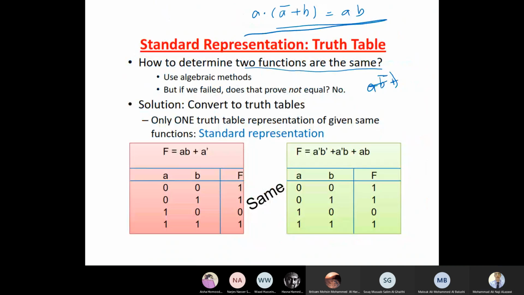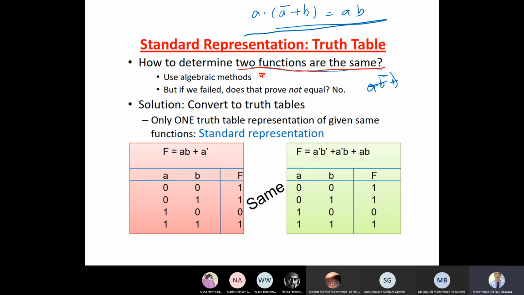in determining whether two functions are the same. Okay, use the algebraic method. احنا شرحنا الalgebraic method, but I told you it's very complex and it will waste our time. We will focus on the truth table. Okay, convert to the truth table. Only one truth table representation of a given function, standard representation.